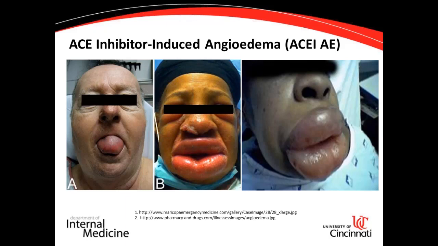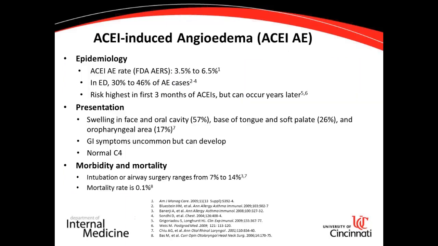ACE-induced angioedema. And these are pictures of patients who present to the emergency room with ACE-induced angioedema. It can affect different parts of the body, but typically targets the lips and tongue. And again, the tongue is what gets so big, it can occlude the posterior pharynx and cause asphyxia and death if these patients don't have a secured airway.